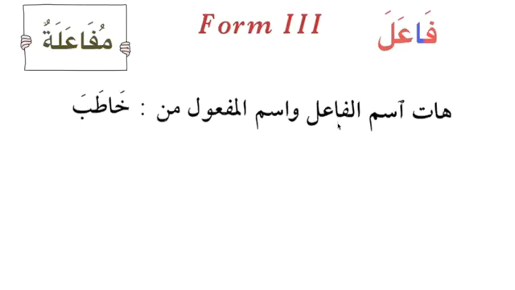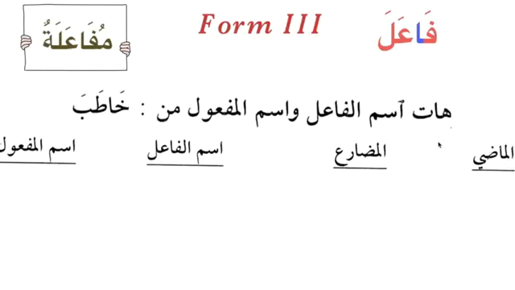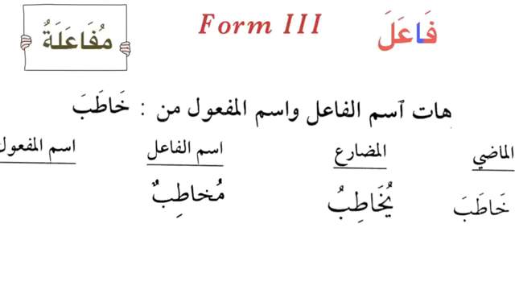Going forward, it's a very easy exercise here. Dr. Abdurrahim says hati ism fa'il wa ism maf'ul min khataba. So khataba, we have to make ism fa'il and ism maf'ul. Straightforward. First of all, go to madi and mudari' and then you can get the other forms easily. Madi will be khataba, mudari' is yukhatibu, ism fa'il mukhatib, the one who addresses, and ism maf'ul, the one who is being addressed, is mukhatab with a fatha.